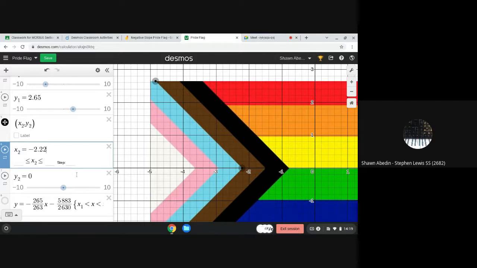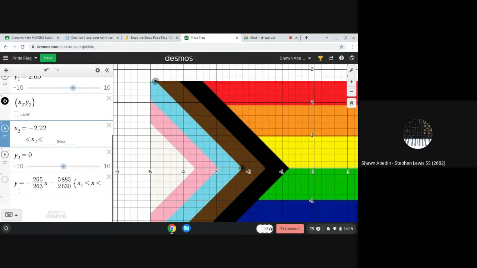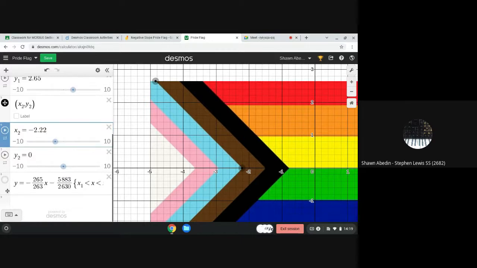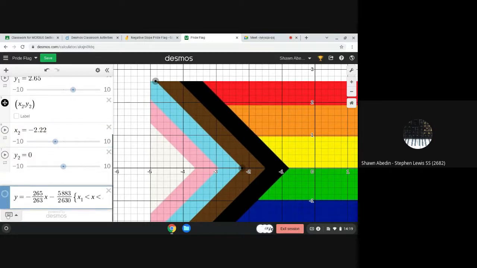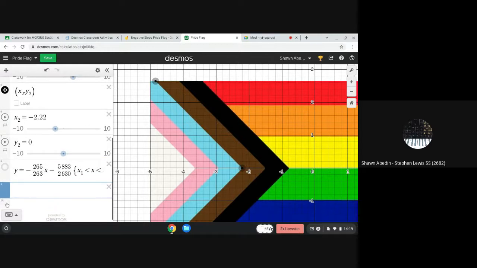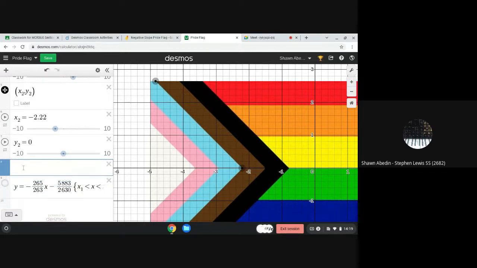Now you'll see here that obviously I have the equation. I'm going to move that down. Or maybe what I'll do is I'll move this up. I can actually get Desmos to determine the slope for me. So watch what I'm going to do. And you might know that slope is usually represented with the letter M.